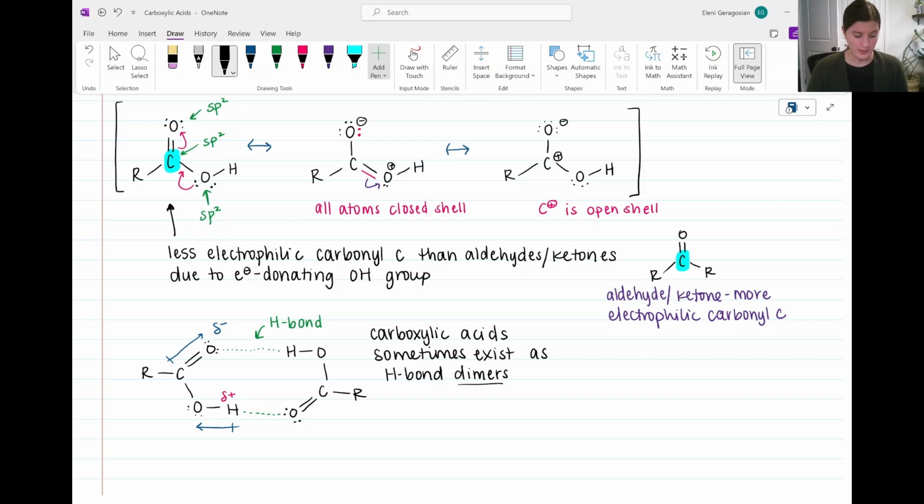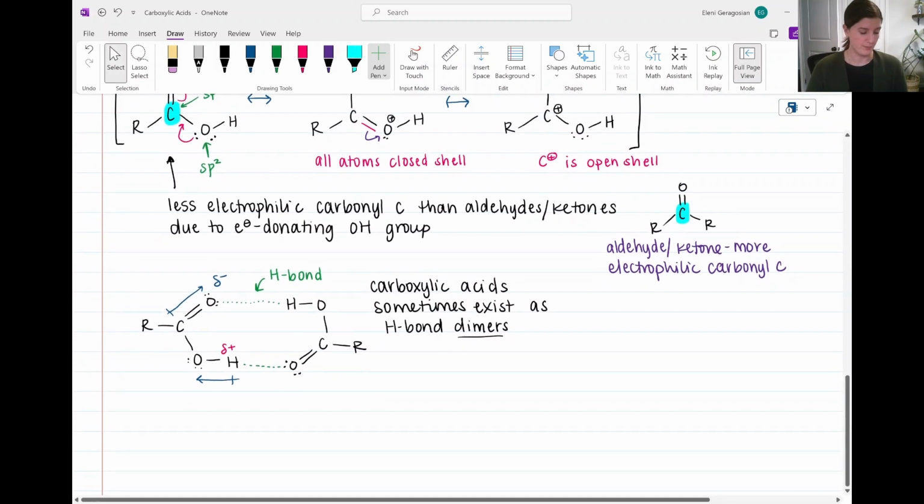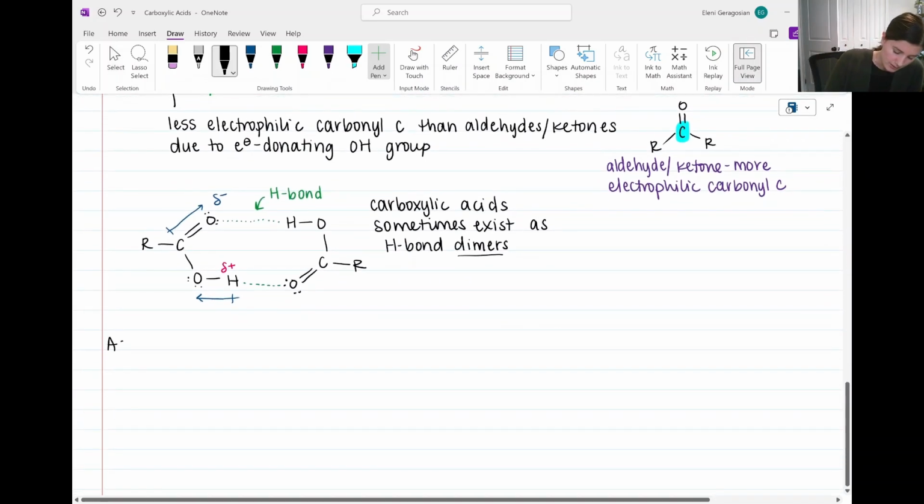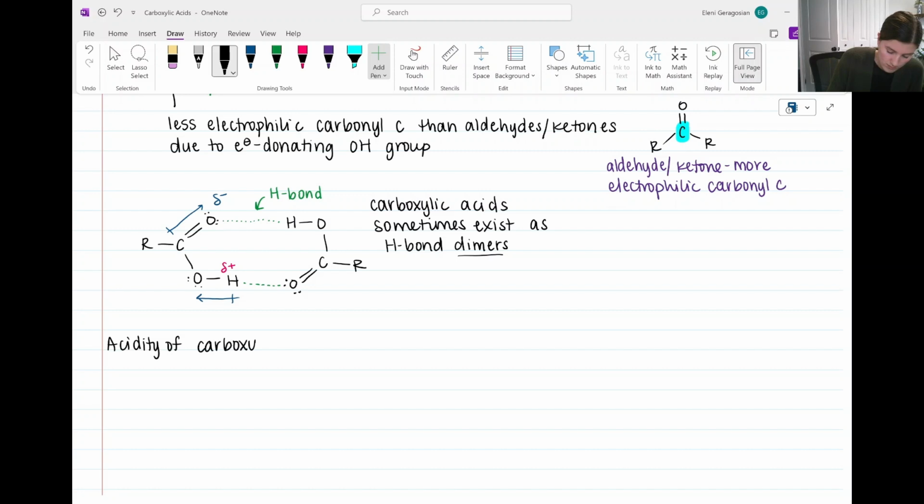Now let's think about the acidity, and then we'll go to basicity of carboxylic acids. Now, if you look at a carboxylic acid molecule, there is an acidic proton bonded to the oxygen in the OH group.